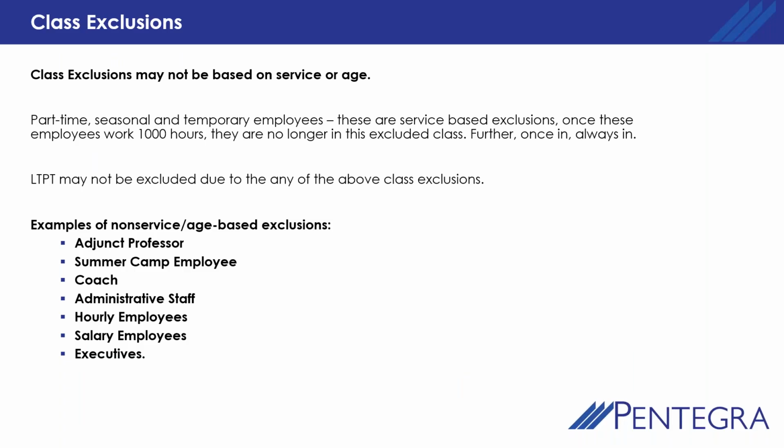So if a part-time, seasonal, or temporary employee is being excluded, and they work 1,000 hours, they can no longer be excluded. And further, once they're no longer in that class, if they were to drop back down to part-time hours the following year, they can't be excluded again. Once they're in, they're always in. And we find that a lot of plan sponsors are very confused on this rule.